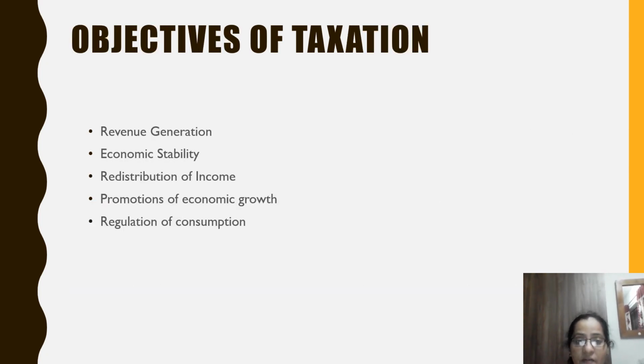What are the objectives of tax? First one, revenue generation. Through tax collection, the government collects revenue for essential public services, roads, railways, etc. Then, to maintain the economic stability of the country, the tax collected from individuals is used for the growth of the economy, redistribution of income, promotion of economic growth, and regulation of consumption.